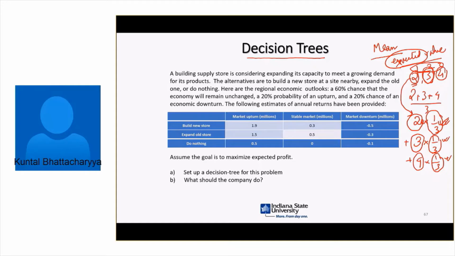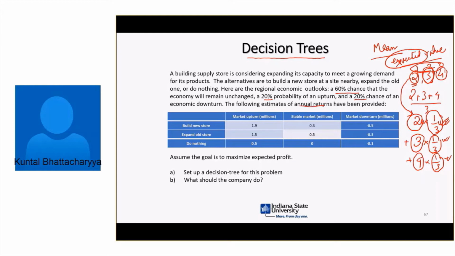And let's do a very, very simple example here. A building supply store is considering expanding its capacity to meet a growing demand for its products. The alternatives are to build a new store at a site nearby, expand the old one, or do nothing. Here are the regional outlooks from an economics perspective. 60% chance that the economy will remain unchanged, 20% probability of an upturn, 20% chance of an economic downturn. And then some estimates of annual returns have been provided.